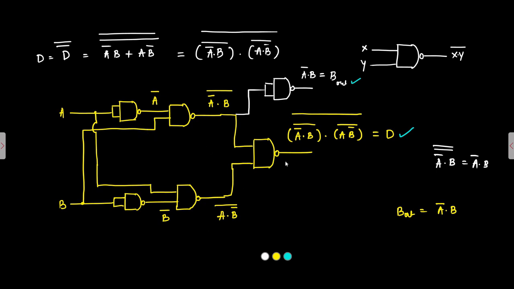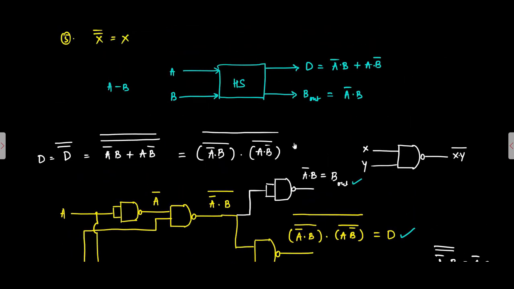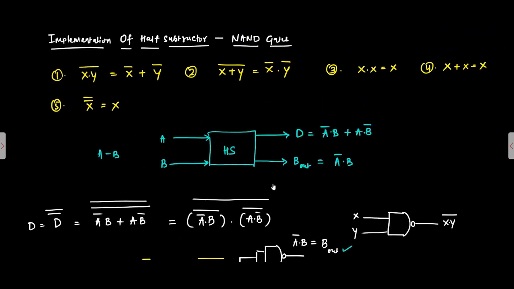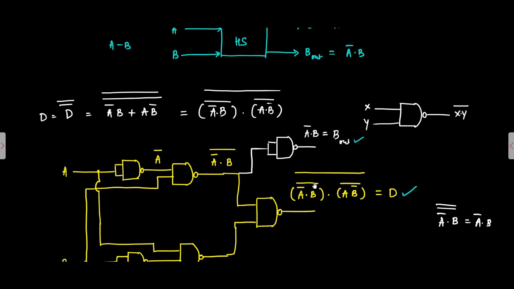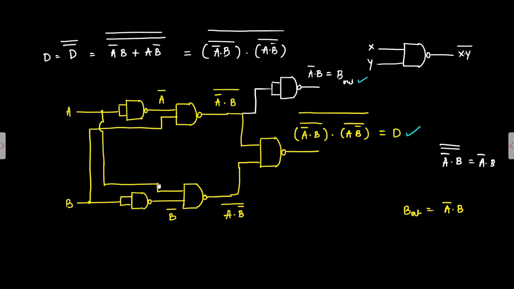Okay, so this is the thing. So the thing here is to be clear about these Boolean algebra laws, because this is all what we have used here, these Boolean algebra identities, especially the De Morgan theorem and this. Okay, so we have used them, and here we have implemented half subtractor using NAND gates.